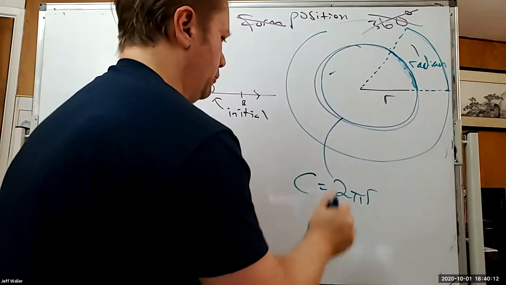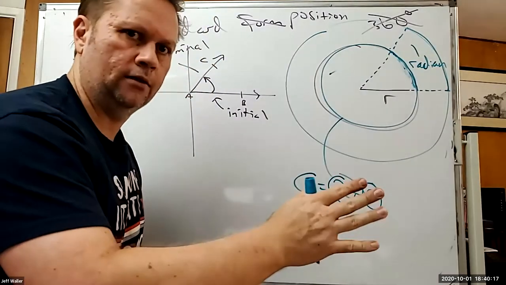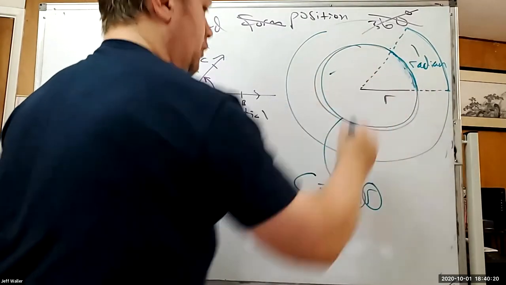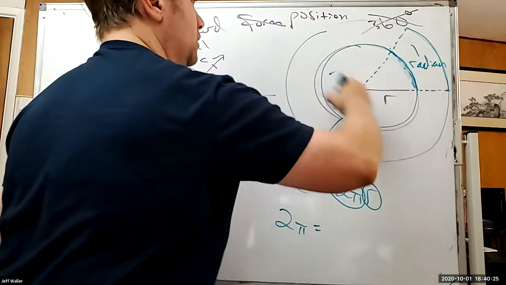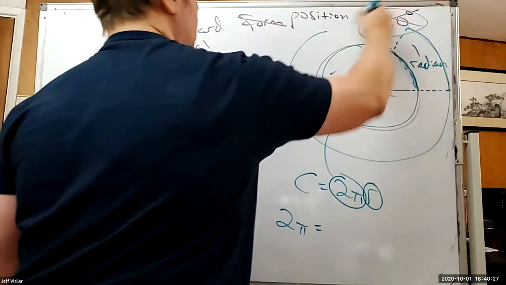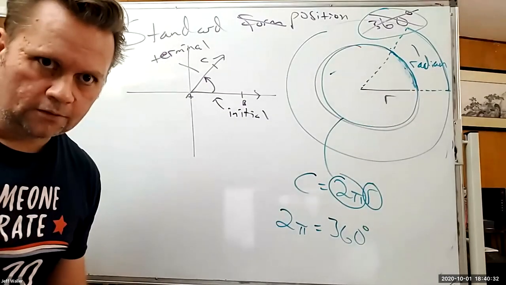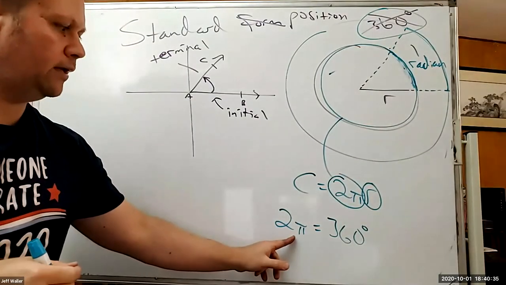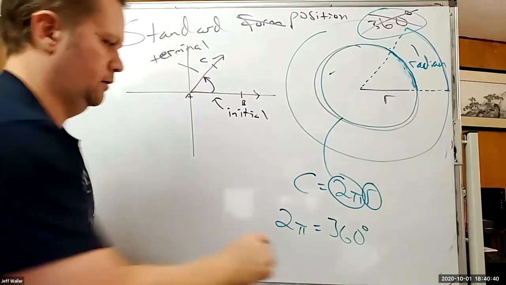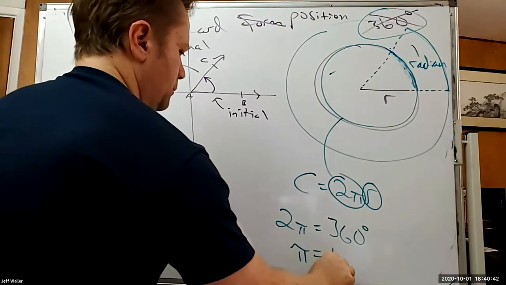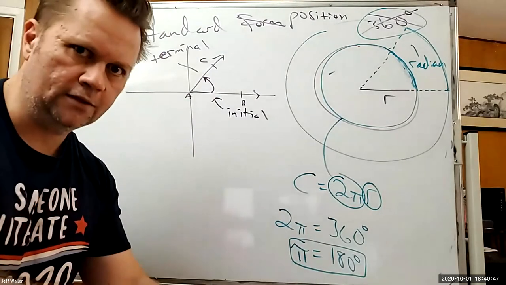So let me write what we just figured out. It takes 2 pi radii to get all the way around the circle. 2 pi is the same thing as how many degrees? Two pi radians is the same thing as 360 degrees. So what's pi? Pi would be 180. That is the conversion between radians and degrees.